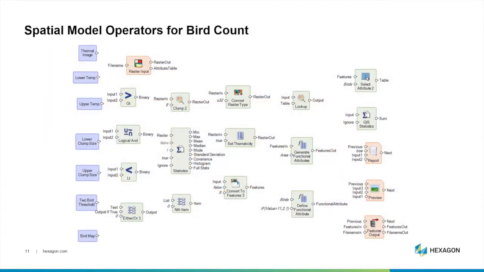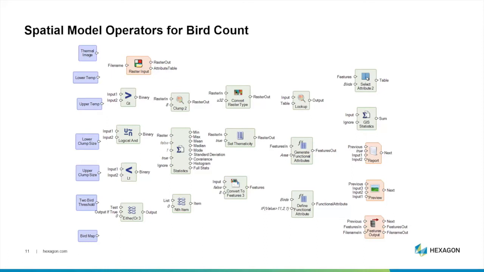Okay, so when we look at Imagine Spatial Model, we've got close to 500 different operators. The question is, how do we put all of those operators together? What I want with a spatial model is to make it usable by anybody. I don't want just the expert to be able to run it. I want the expert to give tags, such as my upper temperature and my lower temperature, so that even an intern can run it for you.